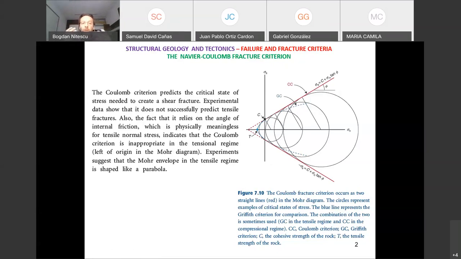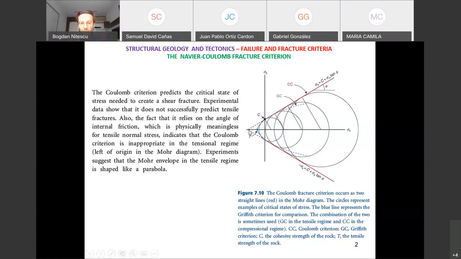So this Coulomb criterion for certain rocks predicts the critical state of stress needed to create a shear fracture. So a shear fracture is in this compressional part of the field. Now, it is not successful for the tensile part. So if we are to pull apart materials, and in our case the rocks, this criterion doesn't work.